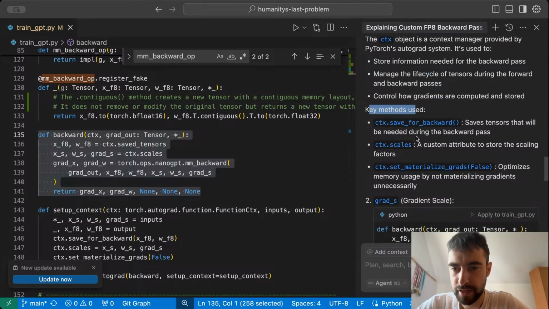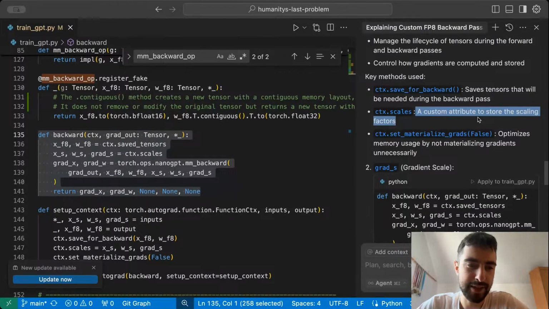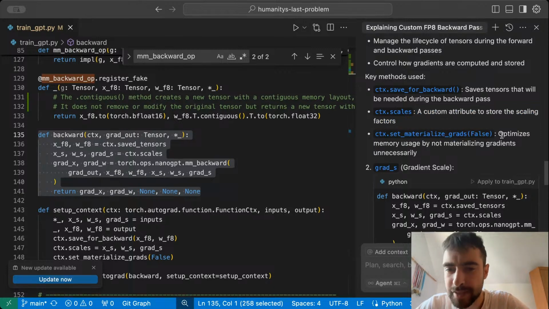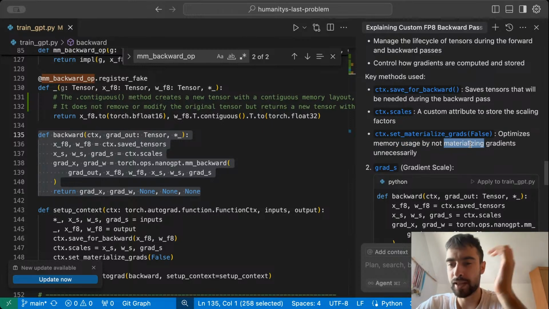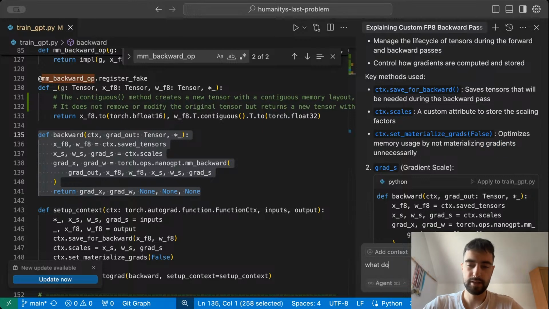Key methods: save for backward, saves tensors that will be needed during the backward pass. Scales is a custom attribute to store the scaling factors. So these are scaling factors to convert from FP8 to BF16 and stuff. Set materialize grads. What? Optimizes memory usage by not materializing. What does it mean to materialize gradients? What does materialize gradients mean?